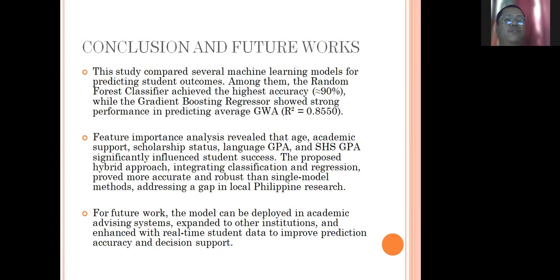For the conclusion and future works, this study compared several machine learning models for predicting student outcomes. Among them, the random forest classifier achieved the highest accuracy of approximately 90% after it had been fine-tuned. Feature importance analysis revealed that age, academic support, scholarship status, language, GPA, and SHS GPA significantly influence student success. The proposed hybrid approach, which can be integrated later on as future work, integrating classification and regression models, may prove more accurate if this is continued.